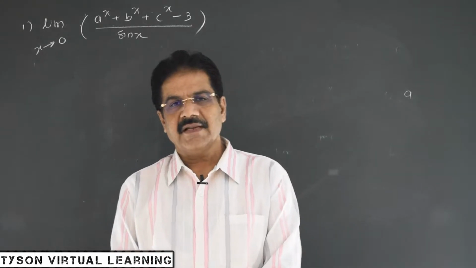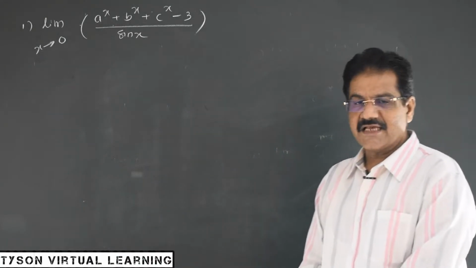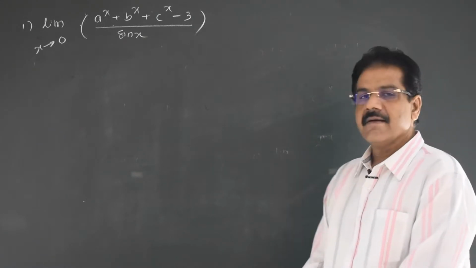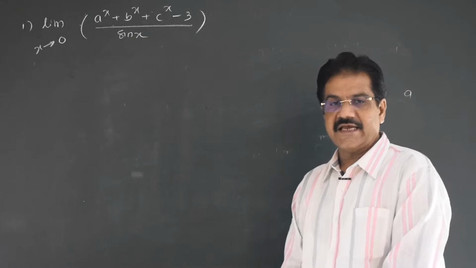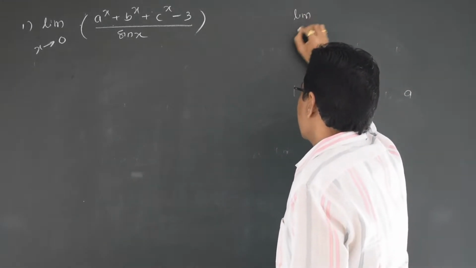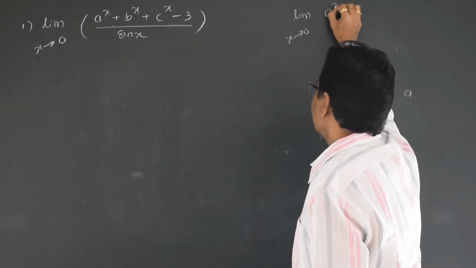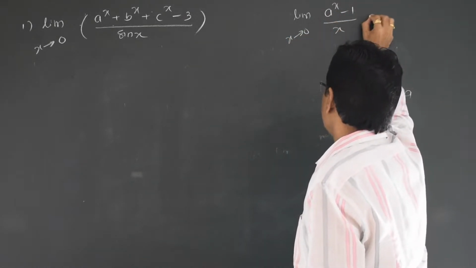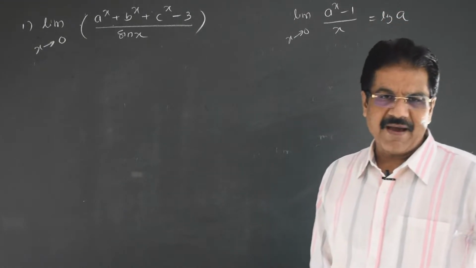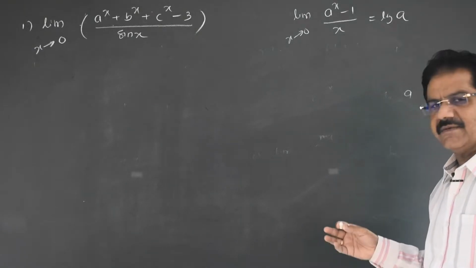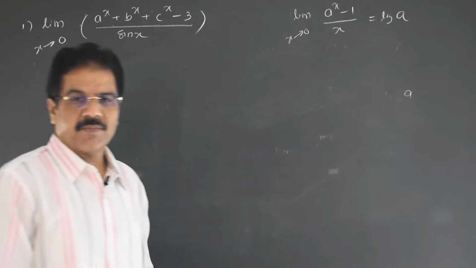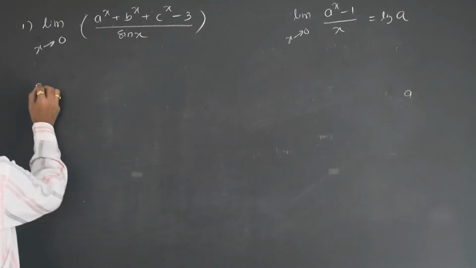Let us take example number 1. Limit as x tends to 0, (a raised to x plus b raised to x plus c raised to x minus 3) whole upon sin x. So here we are going to use the formula limit as x tends to 0, (a raised to x minus 1) upon x is equal to log of a. If you replace a by b, it will be log b, or if you replace it by c, then it is log c. Now which adjustments you are supposed to follow, we will understand one by one.